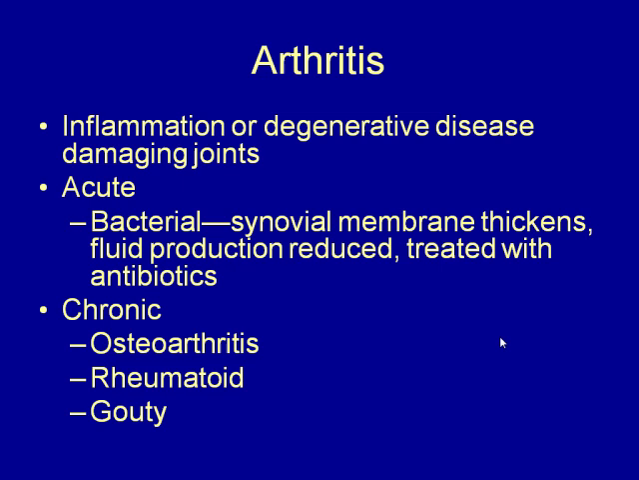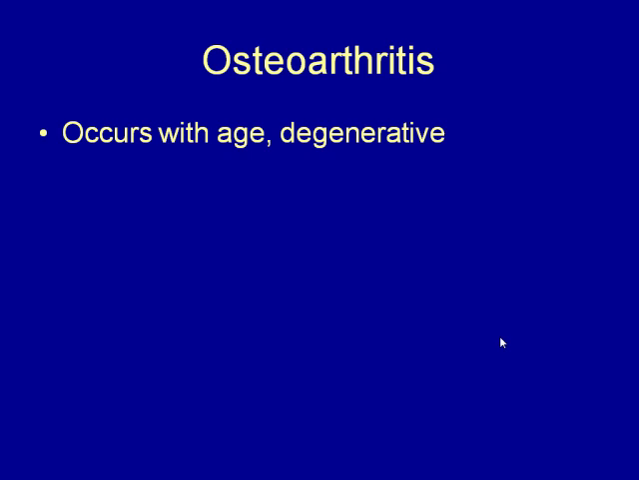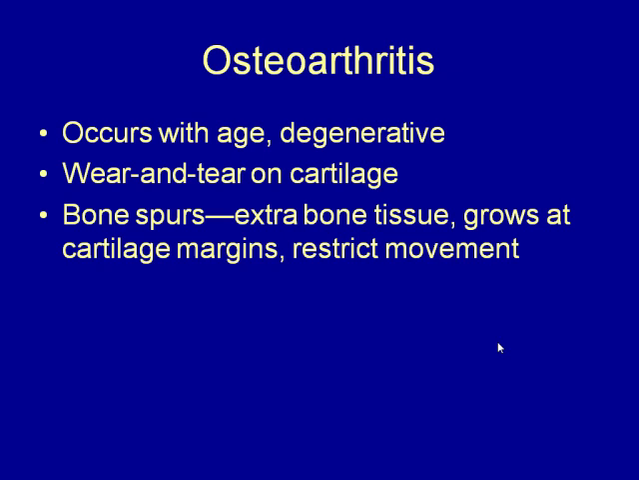Now, osteoarthritis is the arthritis of aging. It's a degenerative arthritis, usually referred to as wear and tear arthritis. Basically, you use your joints. You start to kind of grind away the articular cartilage. As a result, you start getting some bone spurs around the edges of that articular cartilage, and they kind of impede joint movement because when you go to bend the joint, there's a little bone spur that stops you and causes some pain.